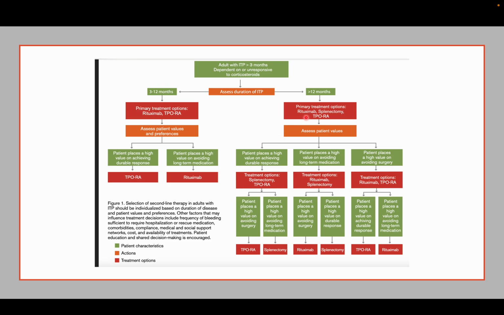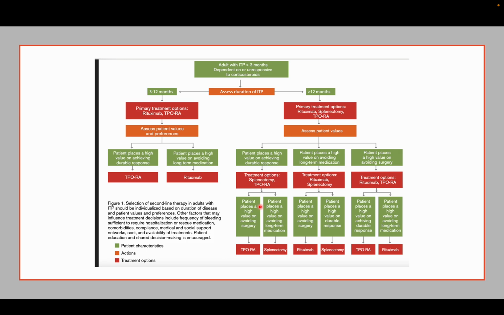So if the patient is looking for a durable response, more than 12 months, TPO is always preferable. Or if the patient is willing to go for surgery, you can go for splenectomy. But right now the indication for surgery is only refractory disease, where the patient is not responding to any drug, because splenectomy itself poses a risk of infections like Haemophilus influenzae and meningococcal infection. So it is not routinely advised to remove the spleen.